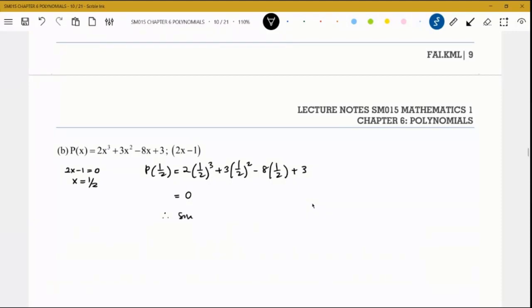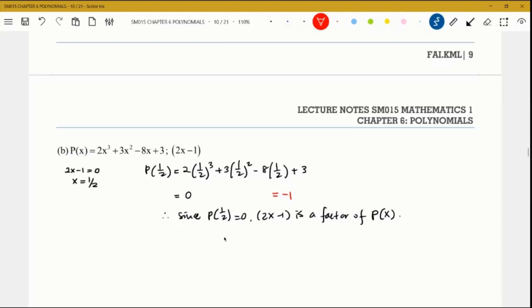So since P(half) equal to 0, 2x minus 1 is a factor of P(x). If, let's say, we suddenly got minus 1 here, then we can say it is not a factor of P(x). Okay, so that is example 6 part 1.